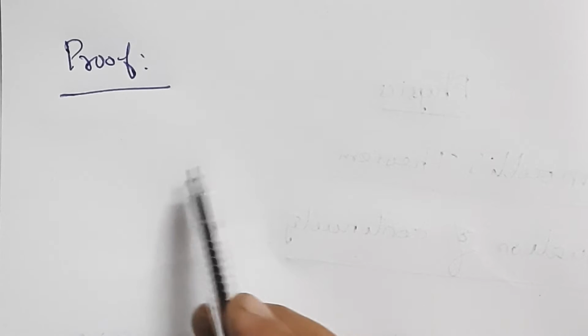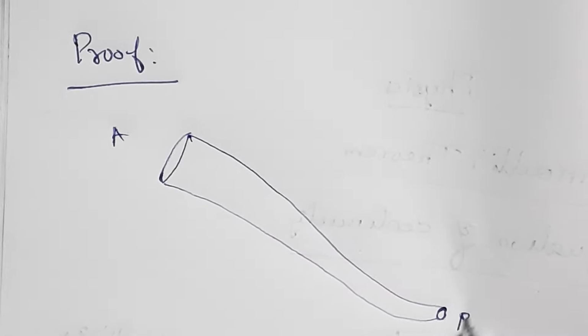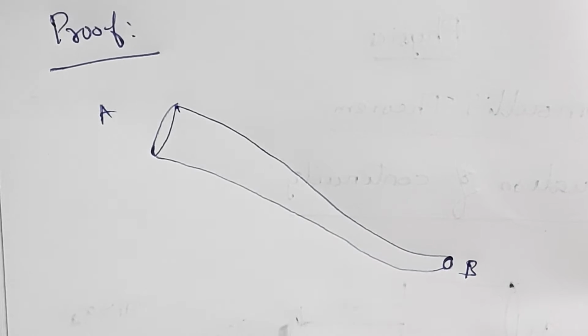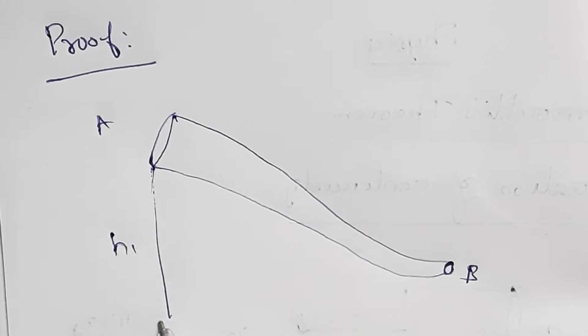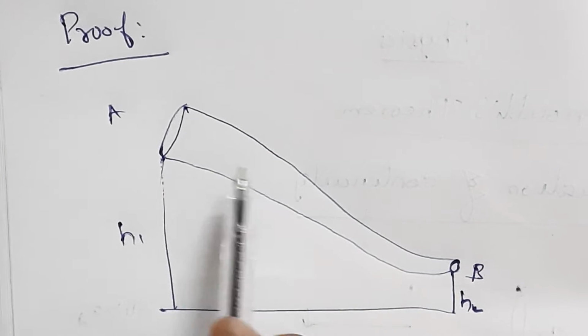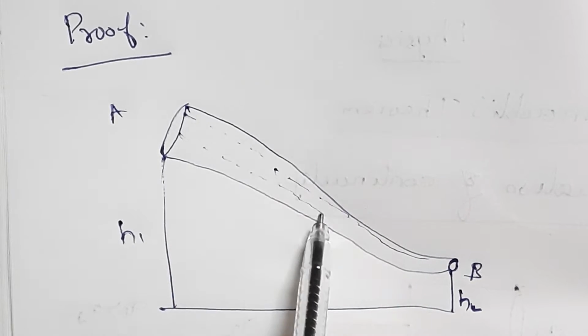Let us consider a pipe AB of area of cross section AA and AB. So this is the pipe AB, which is at a height h1 from the ground and h2 from the ground. So A is at a distance h1 from the ground and B is at a distance h2 from the ground. Now we have considered an incompressible, non-viscous, streamline flow of liquid in this pipe.